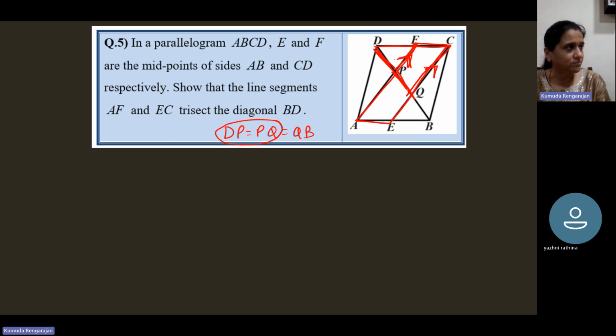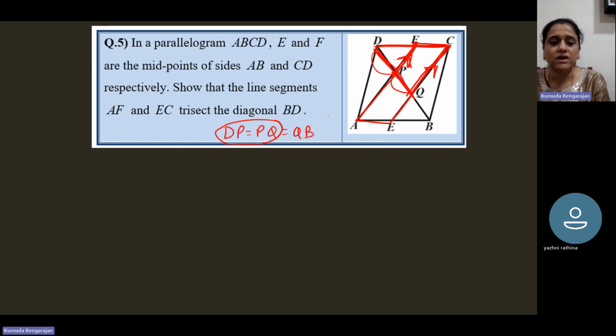So by the converse of the midpoint theorem, a line drawn through the midpoint of one side of a triangle parallel to the second side bisects the third side. So we have the first two conditions. What are the conditions? There should be a line through the midpoint of one side of a triangle. So F is the midpoint of CD. And through F, we have a line, FP, parallel to the second side, CQ. We have these conditions. So by the converse of the midpoint theorem, P is the midpoint of DQ. So which means we have proved that DP is equal to PQ.